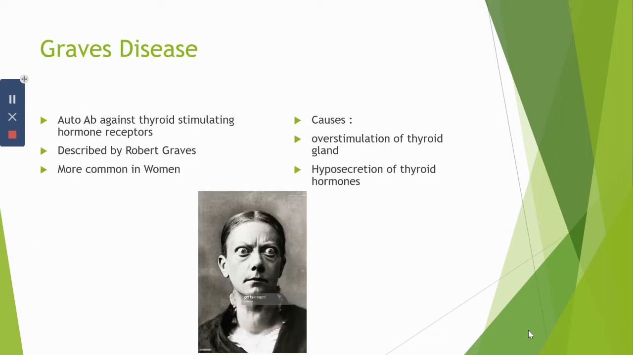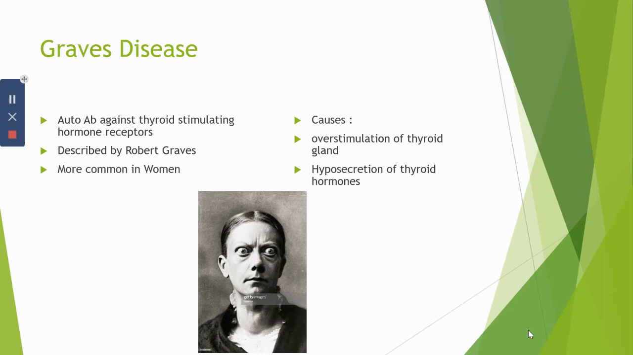Next one is Graves' disease. Graves' disease is an autoimmune disease in which autoantibodies are produced against thyroid stimulating hormone receptors, which leads to hyperthyroidism. It was first described by Robert Graves. Graves' disease is more common in women than men. It is an autoimmune disorder. Other factors like genetics and environmental factors also contribute to it.